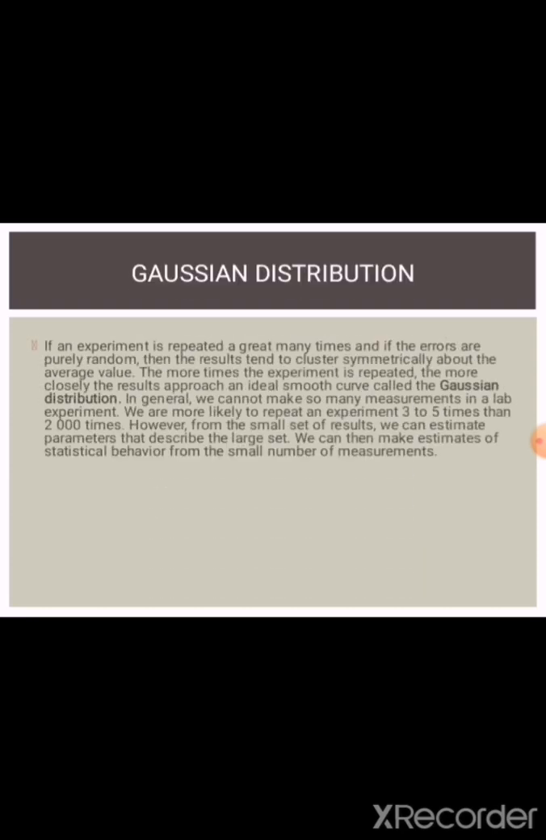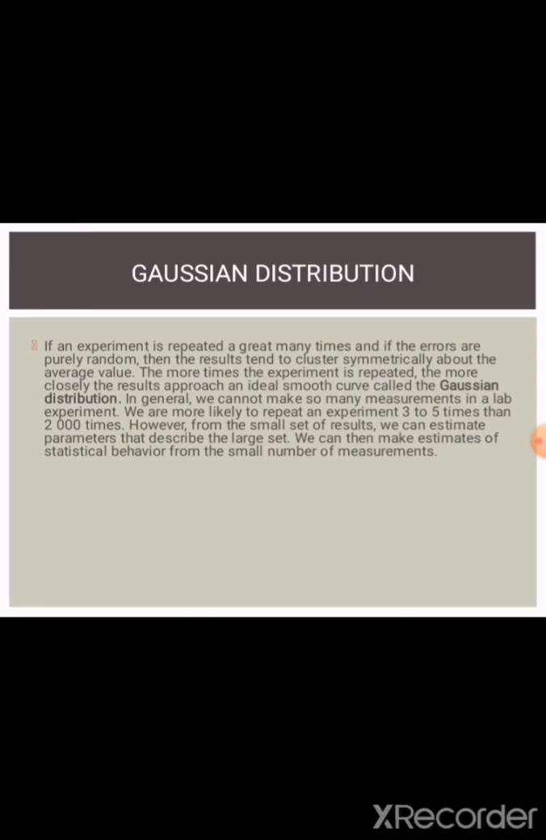Okay. We have the Gaussian distribution or what we call the normal distribution then. If an experiment is repeated many great times and if the errors are purely random, then the results tend to cluster symmetrically about the average value. The more times the experiment is repeated, the more closely the results approach an ideal smooth curve called the Gaussian distribution. In general, we cannot make so many measurements in a lab experiment.